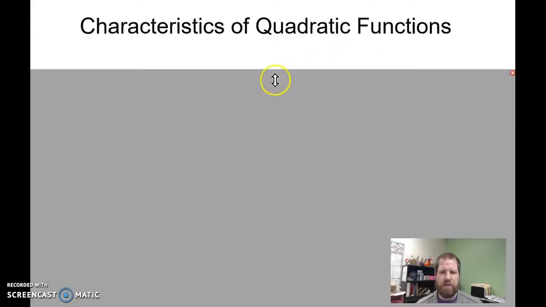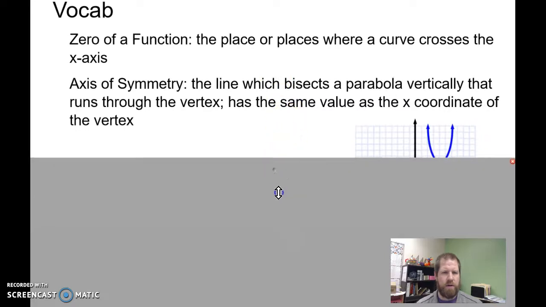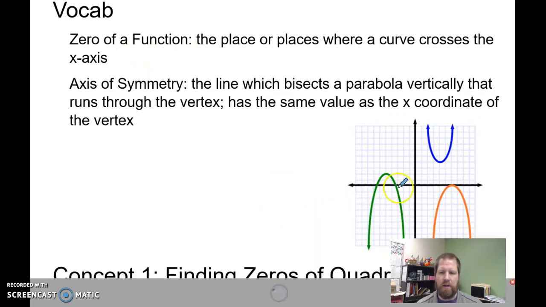Characteristics of quadratic functions. Okay, so we have two vocabulary terms today. We have zero of a function, and that's where a parabola crosses the x-axis. Okay, so where its y value is 0. All right, so if I look at these three parabolas, this green parabola would have a 0 here and here. This orange parabola would have a 0 right here at its vertex, and this blue parabola would have no zeros. Okay, and those are the three possibilities.